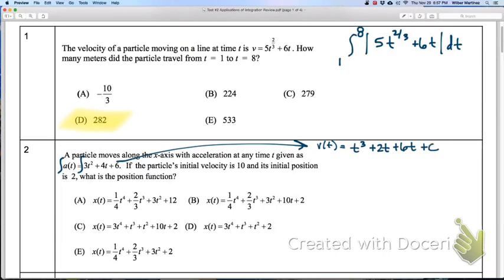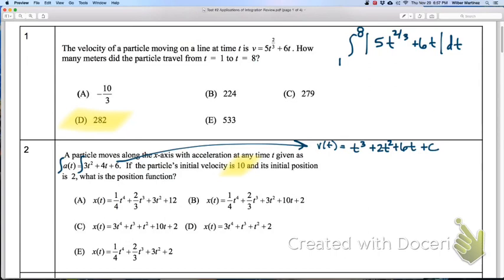Now I'm going to use this initial condition about velocity in order to solve for the c value. Initial velocity means when time is equal to 0. So notice that if I plug in 0 for time here, I get 0 plus 0 plus 0. Oops, this should be a squared, by the way. There we go, I fixed it. 0 plus 0 plus 0 plus c, and that should be equal to 10. Therefore, my c value is 10.